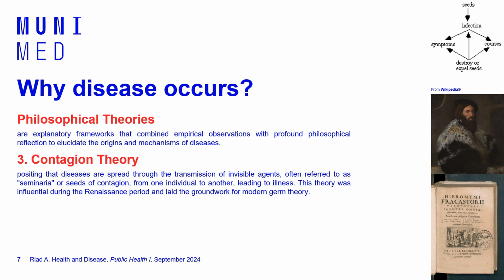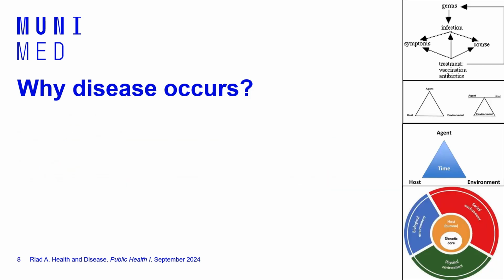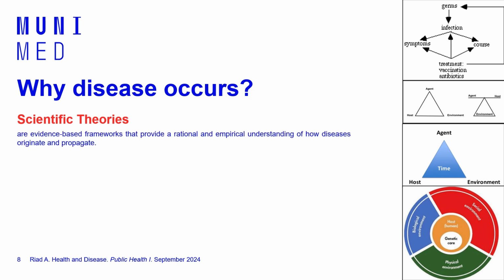Fracastoro was also unable to describe the exact role of these small pathogens or microbes. However, he came very close to this point through his work and his experiments. Then, in the 19th century, we started to see the scientific theories. And the first scientific theory is called the germ theory.